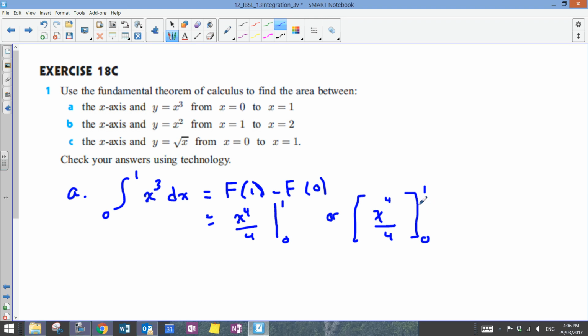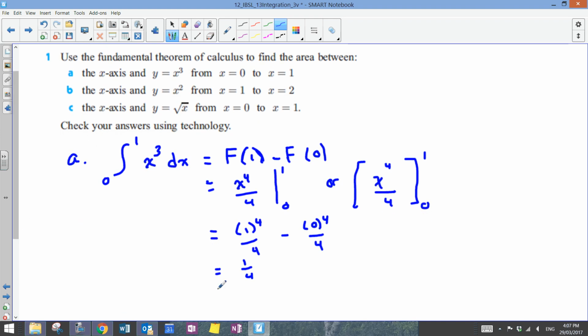The 0 and the 1 just remind you that you now need to substitute the 1 and substitute the 0 and then subtract the two. So whether you use this left notation or this right notation, the 1 and the 0 are there just to remind us that we have not finished. We actually do need to substitute in the 0 and the 1 values. So we take 1 to the 4th over 4, and subtract 0 to the 4th over 4. For this one, we get 1/4 minus 0, so just 1/4, and we are talking about an area, so units squared.